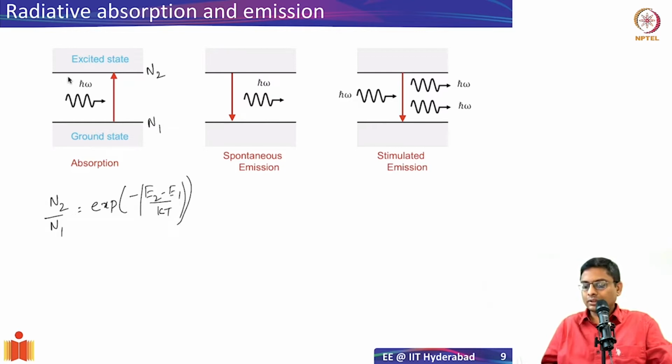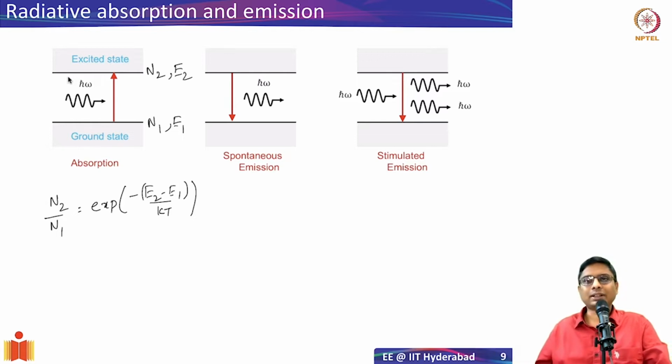Where E2 and E1 are the excited state and the ground state energies. So the ground state has a population N1 and energy level E1, and the excited state has N2 and energy level E2. So you have this distribution of population. In general, what we expect is that the higher state will have fewer atoms. That's the basic phenomenon that we'll see. This is in thermodynamic equilibrium.